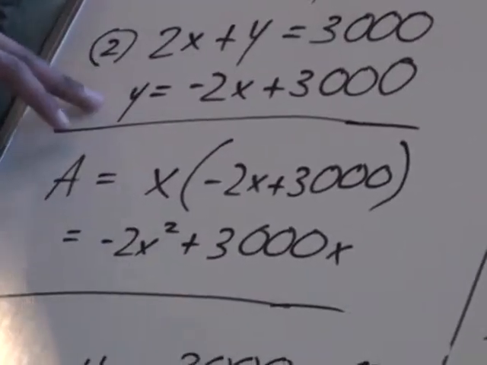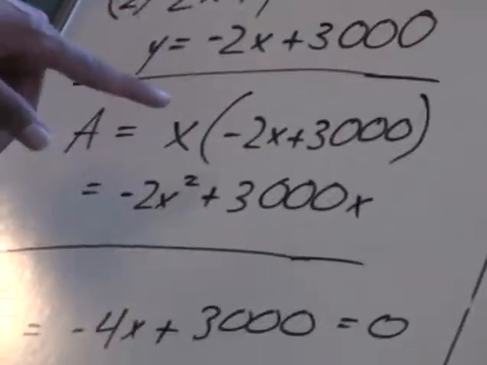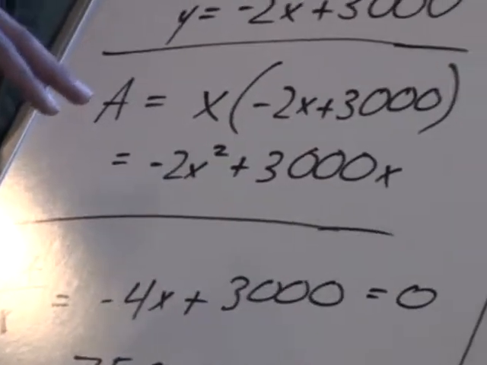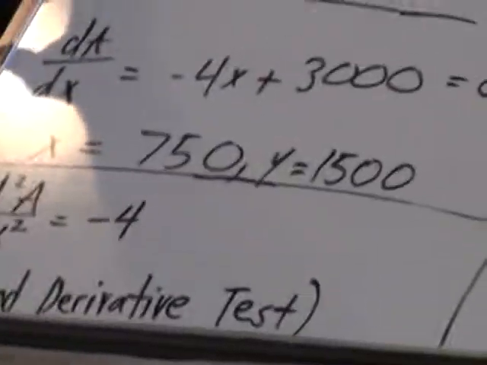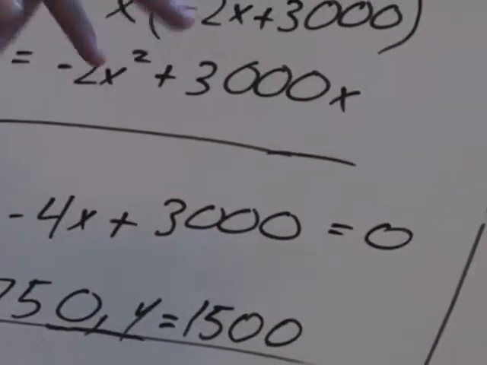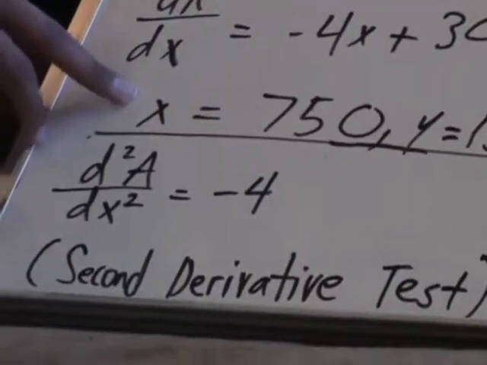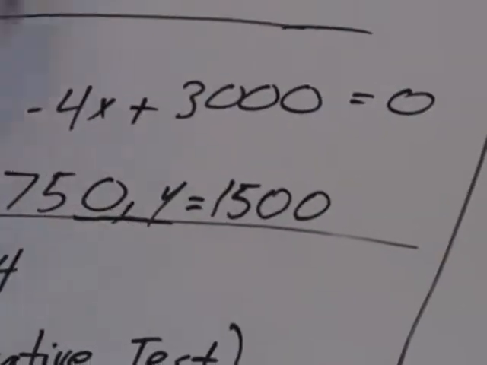Now we have to plug this y into our primary equation. So we get A equals x times negative 2x plus 3,000, which equals negative 2x squared plus 3,000x. Now that we have our modified primary equation, we derive it. Deriving it, we get negative 4x plus 3,000. Now we're looking for what x equals, which would be our critical value, so we have to make it equal to 0. Once we do that, we get x equals 750 feet of fencing. After that, we plug this number into our secondary equation to solve for y, which is 1,500 feet of fencing.